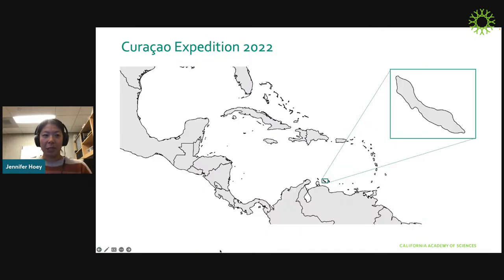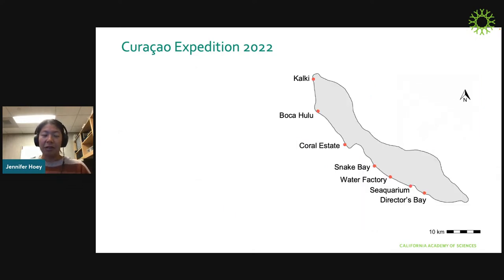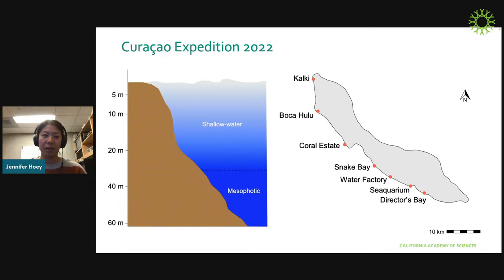And so in April, we traveled down to Curacao. It's just a reminder of where it is again. And the Reefscape Genomics Lab has developed monitoring sites along the leeward side of Curacao. So these are the seven sites that we've developed. And the beauty of these sites is that we can go back to them year after year. And so at these seven sites, we have plots of reef that we monitor and refind from year after year. And these plots are approximately 25 meters in length and 4 meters wide. And we have them at depths of 5, 10, 20, 40, and 60 meters.